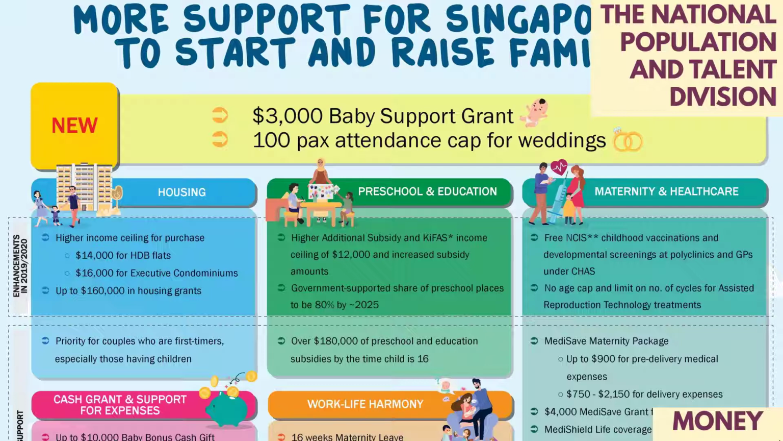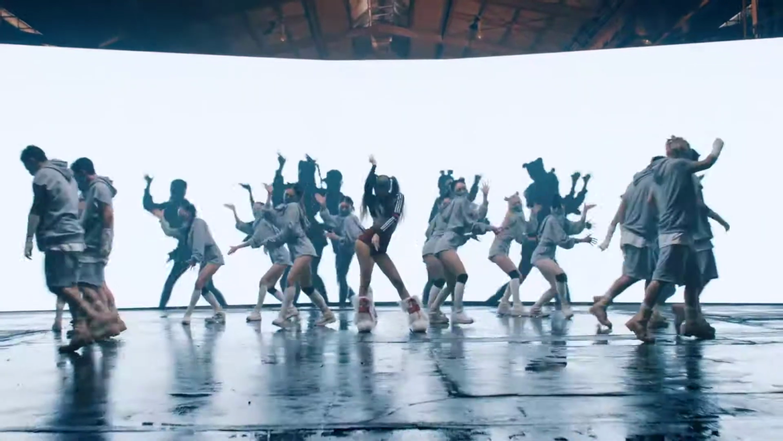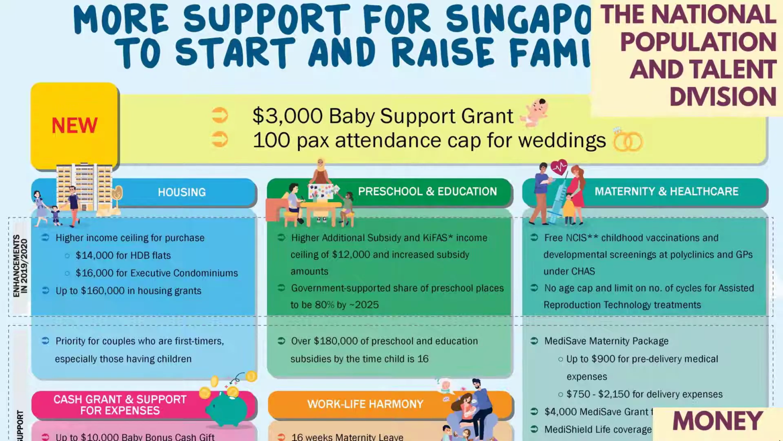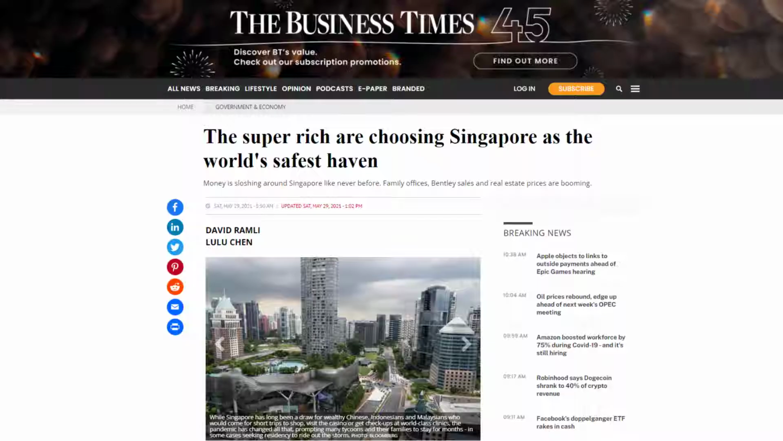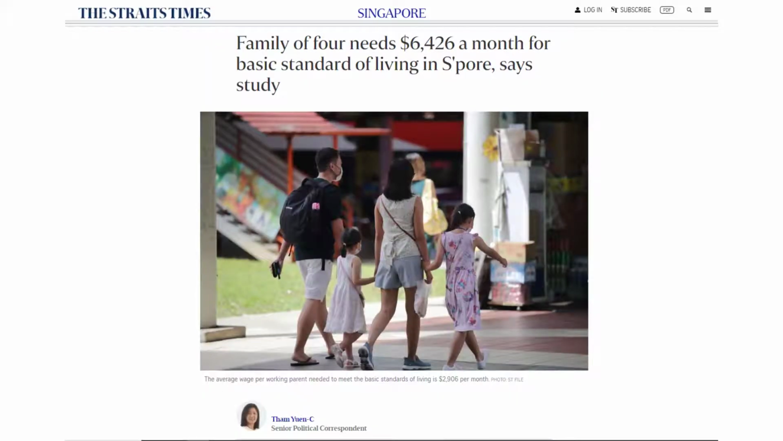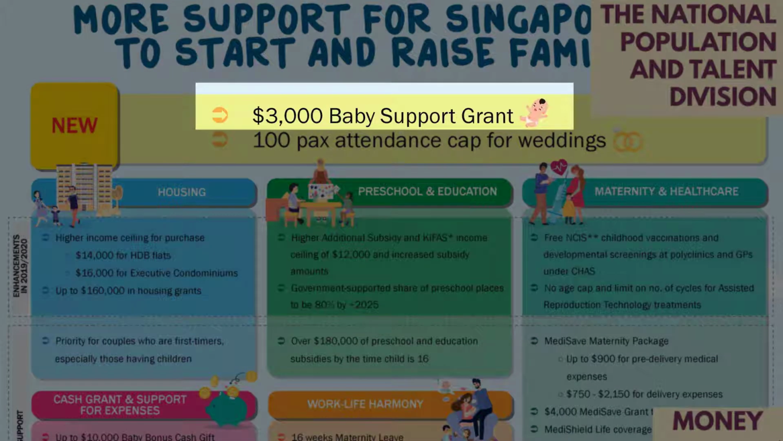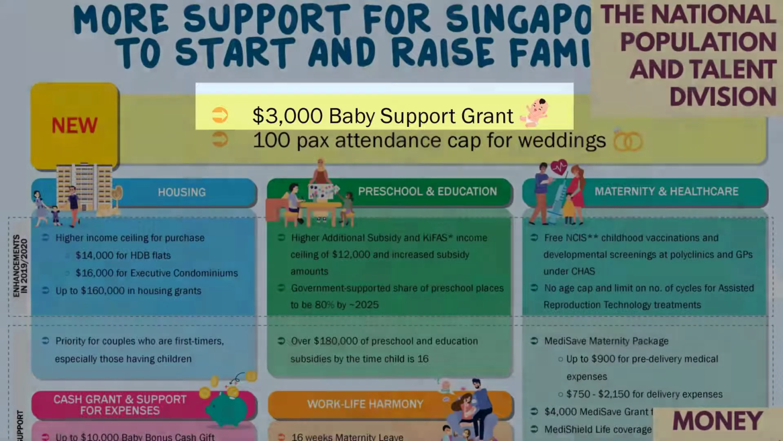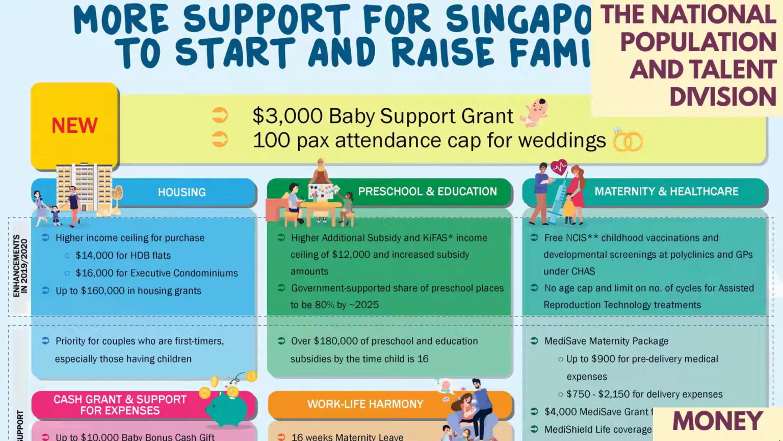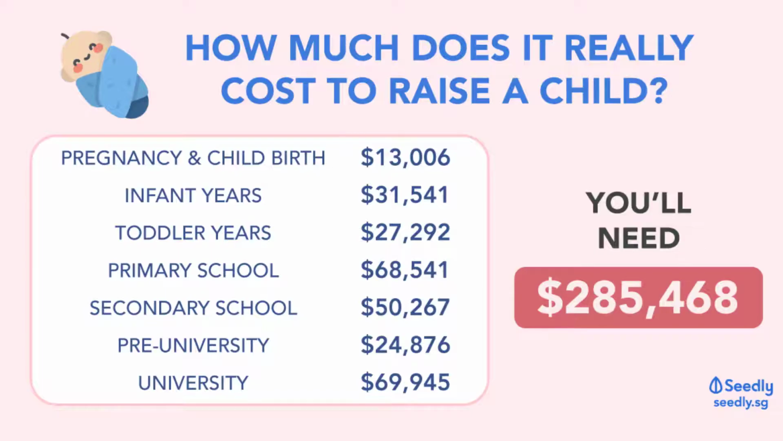Last but not least, we talk about money, the one that makes the world go round. So, under the National Population and Talent Division, we are a nation that is prosperous, and yet things can be quite expensive for a married couple and especially for your parents. So, in lieu of that, especially during the COVID situation, the government came up with a recent measure such as giving $3,000 in addition for baby support grant.